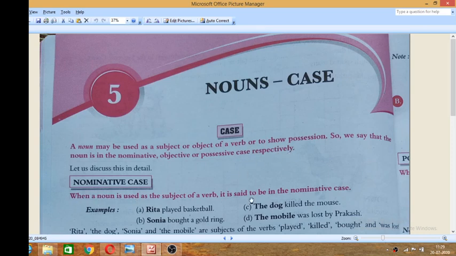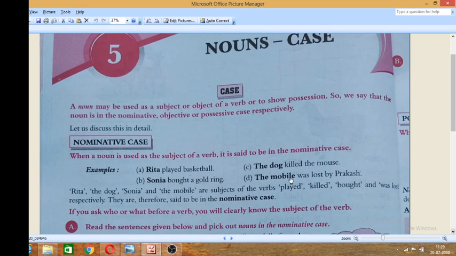If I give you an example, you will understand. Rita played basketball. Sonia bought a gold ring. In these sentences, the nouns are used as subject. When a noun is used as a subject of a verb, it is said to be in the nominative case. We have already learned what a subject is and how to find a subject in a sentence. So we can easily understand that these nouns are used as subject in these sentences: Rita, Sonia, the dog, the mobile phone. In these four sentences, these nouns are used as subject. So these nouns are in nominative case.